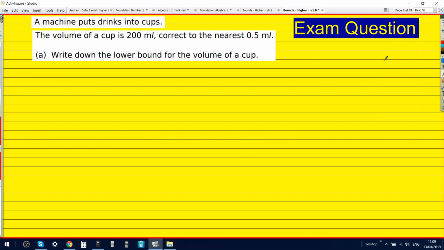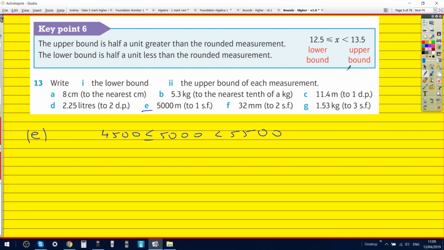Exam question. 199.5. 0.5, sorry. This wasn't to the nearest 1. This was to the nearest 0.5. 199.95. No, I'd better. So you just did it all so easily.